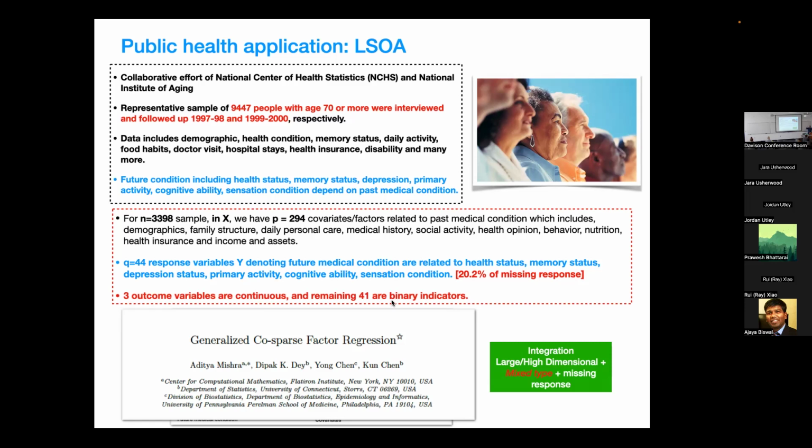When you analyze each of these outcomes individually or independently, you are not forcing them to learn from each other. Because of the kind of regularization structure that we put on the coefficient matrix, it forces them to learn from each other, and it increases the power of the model to extract information that might exist in the data sets.